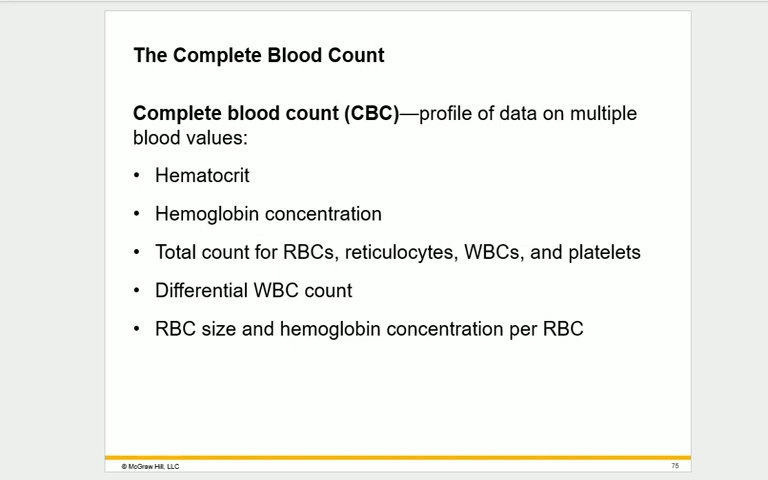So the complete blood count includes the hematocrit, hemoglobin concentrations, total red blood cells, reticulocytes, white blood cells, platelets, differential white blood cell count, red blood cell size, and hemoglobin concentration per red blood cell.